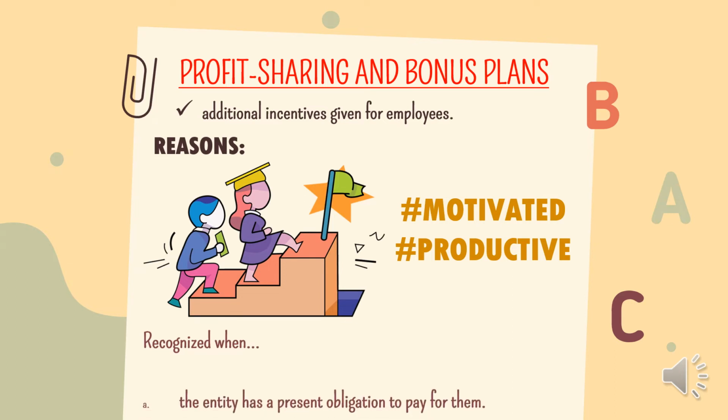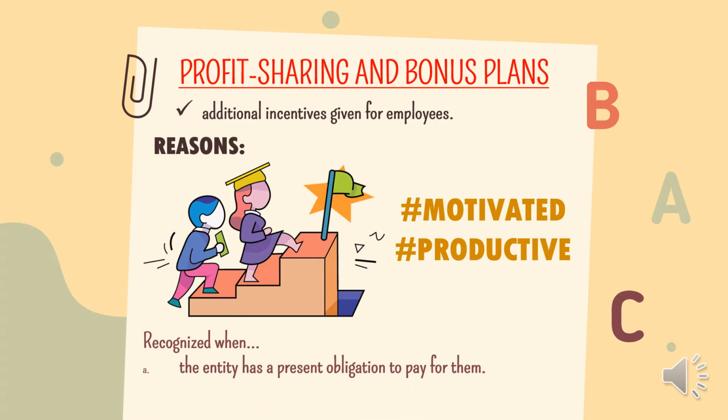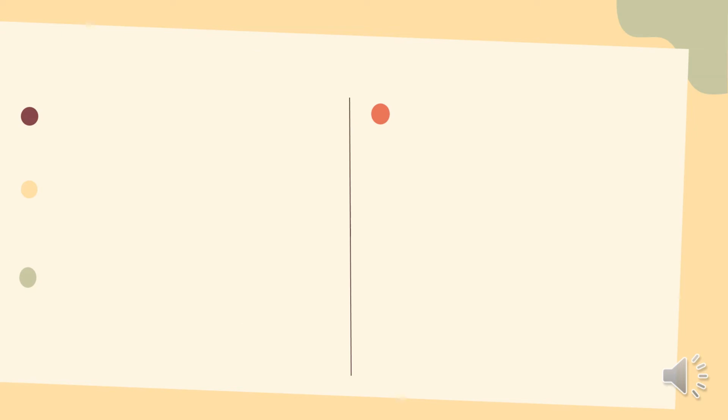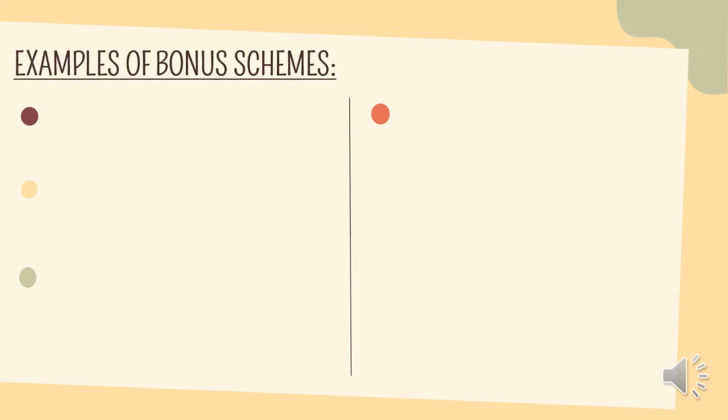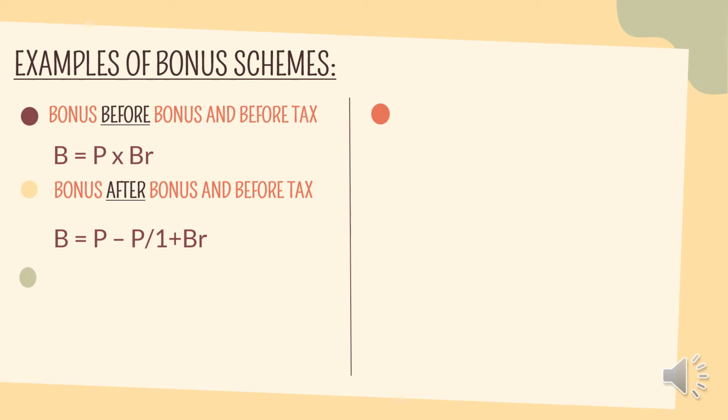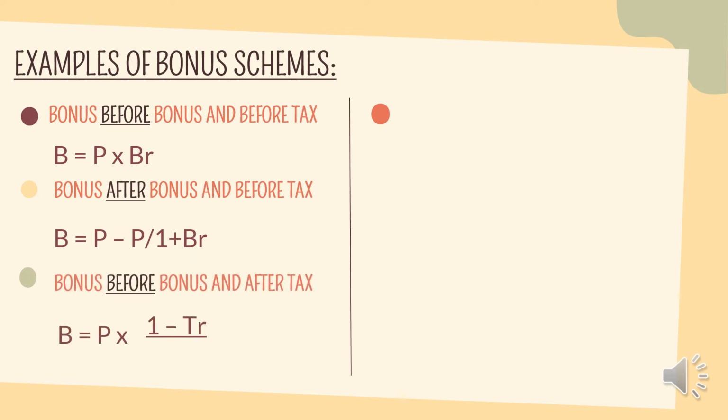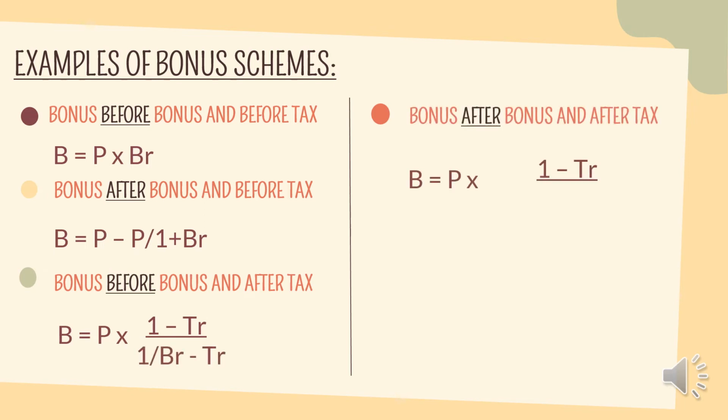Nire-recognize ito kapag the entity has a present obligation to pay for them. The cost can be measured reliably. So the following are the examples of bonus schemes. Bonus before bonus and before tax. Bonus after bonus and before tax. Bonus before bonus and after tax. Bonus after bonus and after tax.